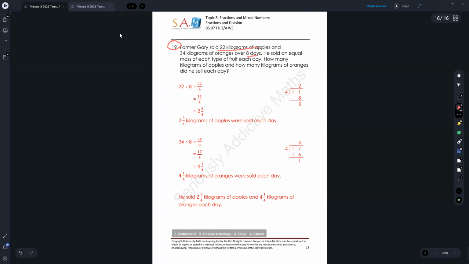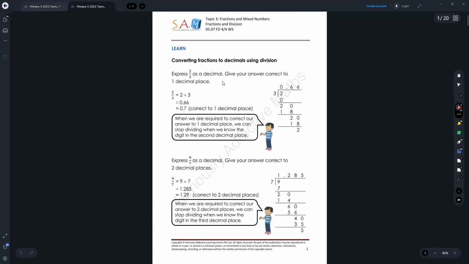And that's all. The second booklet is now converting fractions to decimals using division. This is actually quite easy. So express 2 out of 3 as a decimal. So 2 divided by 3 is 2 out of 3. 2 out of 3 is 2 divided by 3.